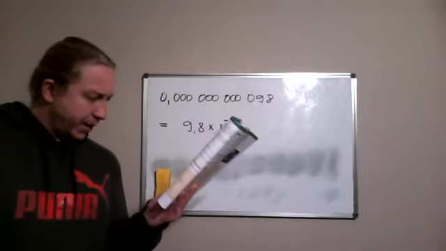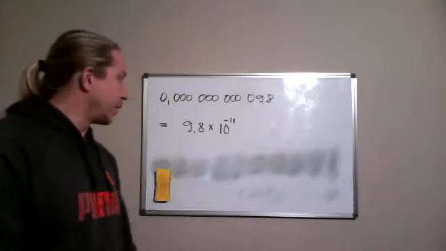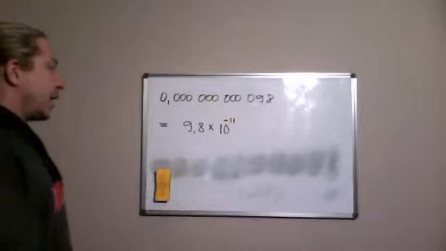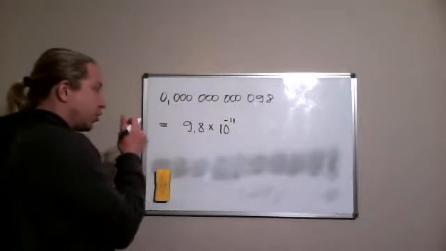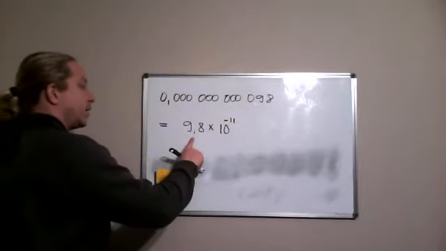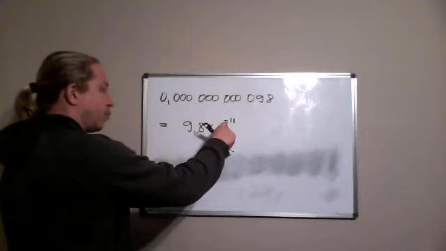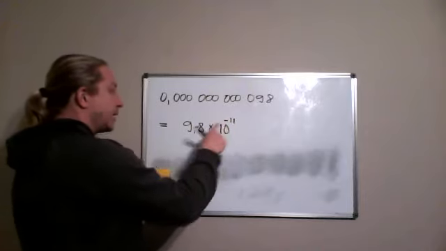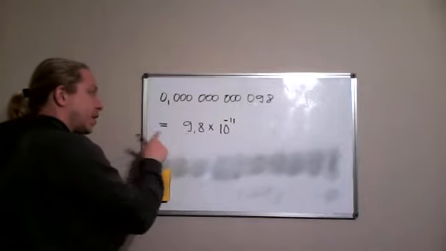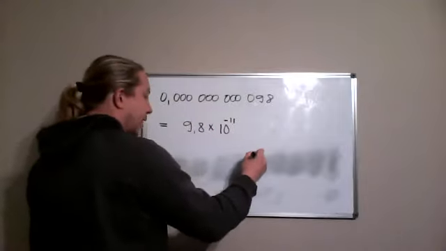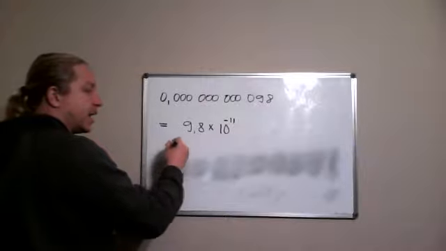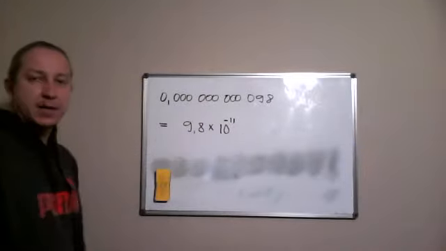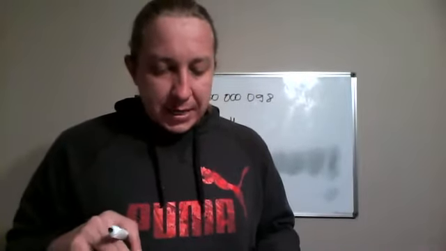Let's see if that's the correct answer. Yes. Now, if we have to go backwards, you are doing the same thing. Since it's a negative exponent, it's a really small number. So we have to move this comma 11 places to the left. Write your 9.8 and move the comma 11 places, add the zeros, and we'll get that.